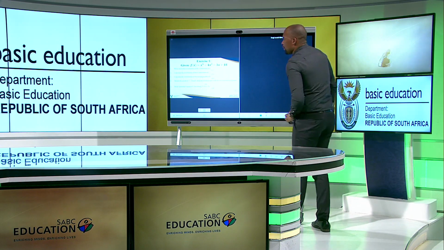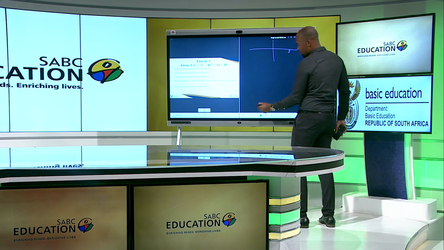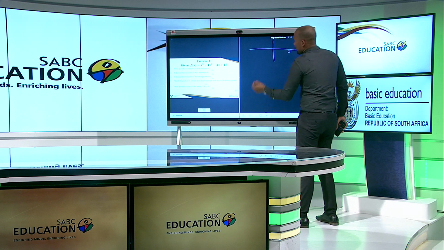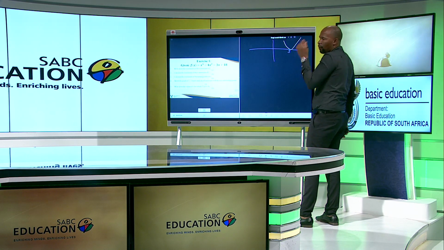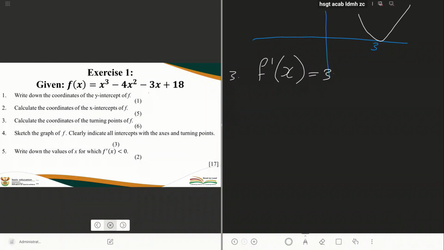Second question, determine the turning point. Already remember from previous, I said if there are two roots or two x-intercepts being the same, my turning point will be there. So the first turning point I do have there. So let's calculate the other turning point. Number 3. You know that you have to first do the first derivative, which is going to be 3x squared minus 8x minus 3. Then equate to 0. Why equating to 0? Those are the stationary points. So don't forget, guys, to always equate that to 0 if you're looking for stationary points.